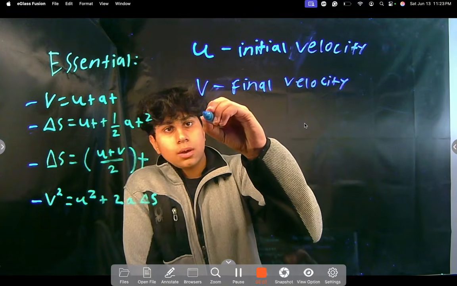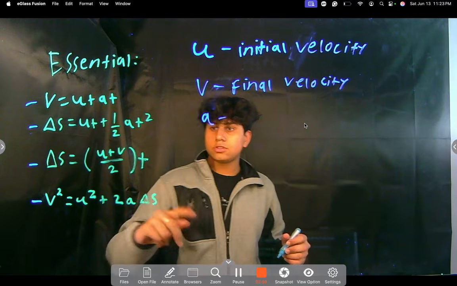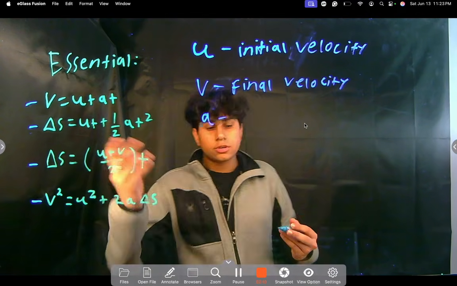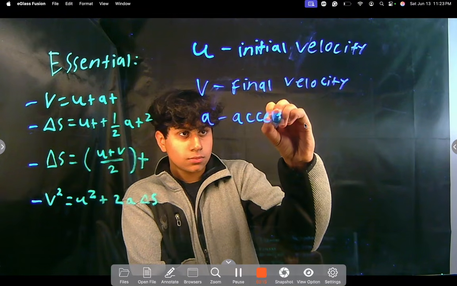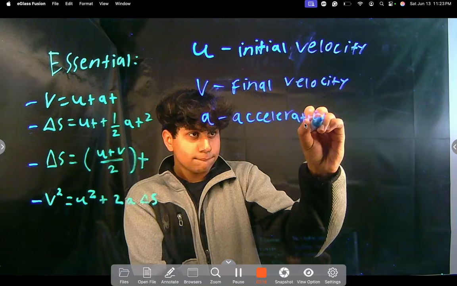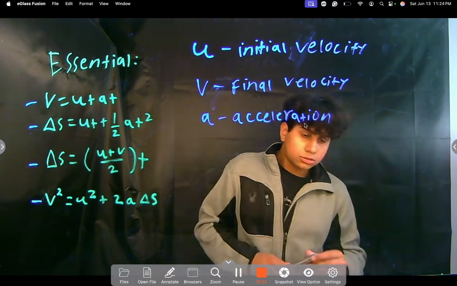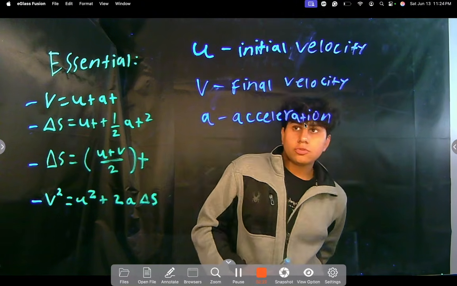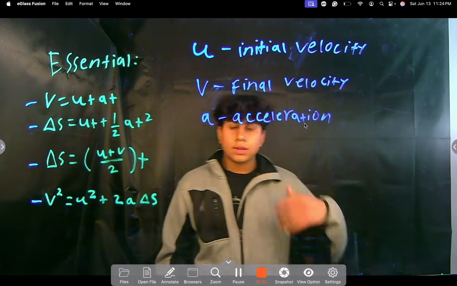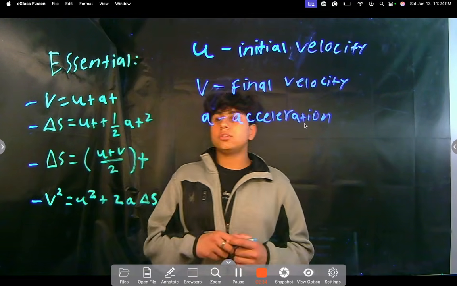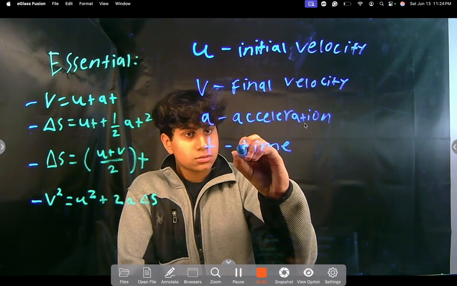Now, what is A? Everything else means the exact same thing whenever you see U, V, A, T, or delta S. So what does A mean? That's just acceleration. Acceleration is just a boost, right? The car was moving at 20 meters per second, it receives some acceleration, and now it's moving at 40 meters per second. That's all acceleration is. And now there's T, which is just time. That's all there is to T.